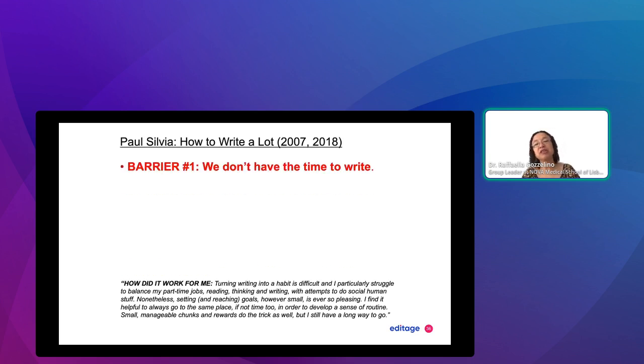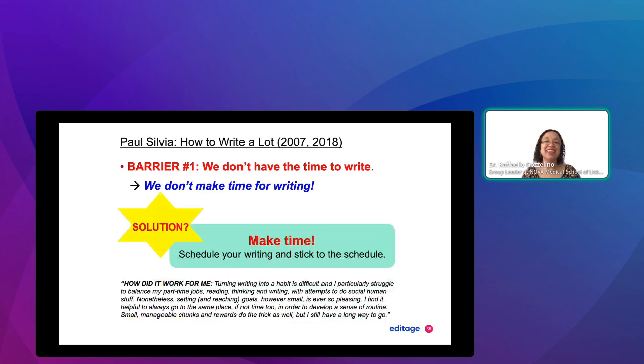So the first barrier, therefore, is to set the time, and don't say you don't have time to write, but make time for writing. And then, indeed, this is the solution: to schedule your writing and then to stick to the schedule. This is why it's important not to say, in 3 days, I want to finish the introduction. Otherwise, after 3 days, if you did not finish, and it's sometimes unlikely that you do that, then you feel much more stressed because you already missed one deadline and then delay all the others.